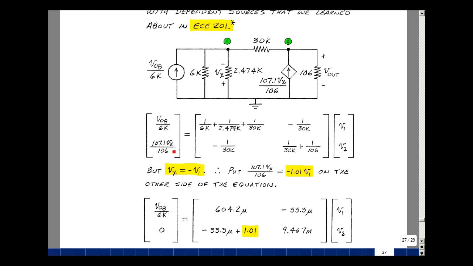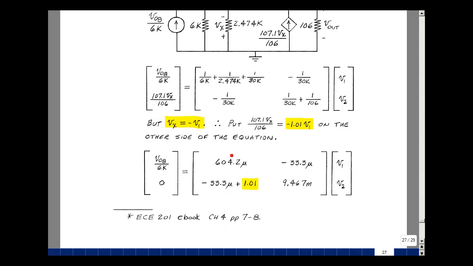If you substitute in here minus V1, take this ratio, you're going to get a minus 101 times V1. When you put that on the other side of the equation, it's going to go into this column because there's a V1 here. And that'll become a plus 101 added to this reciprocal, which is a minus 33.3 micro. I did this summation and got 604.2 micro. This was a minus 33.3 micro, same number here. Bringing this over here is this one. The sum of these reciprocals is 9.467 milli.